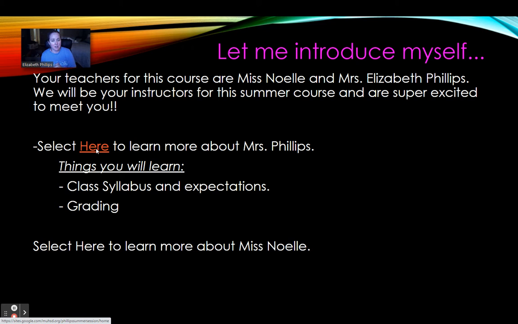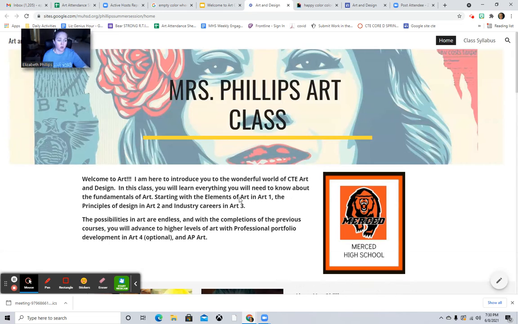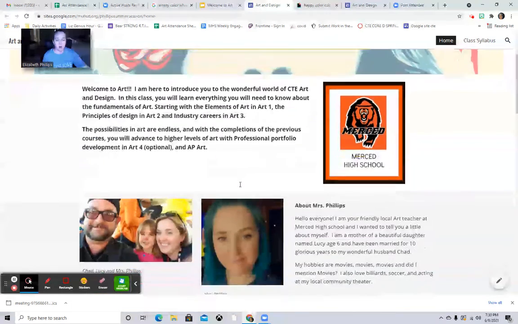I've created a Google site that gives you pretty much all the information on me, which you can review, and it also has the syllabus. The things you're going to be looking for are the classroom syllabus, expectations and rules, as well as grading. I do cover that a little in the slideshow here, but all the important information you need to know to be successful in this course is at this link. If you click on it, it'll take you to my Google website, which shares all the information you need to know about me.